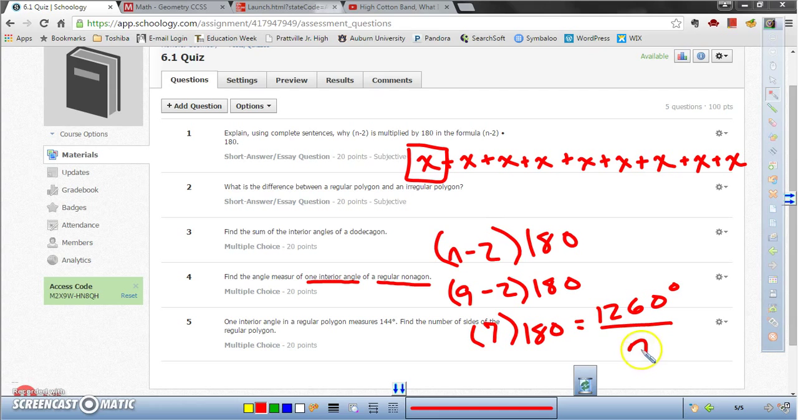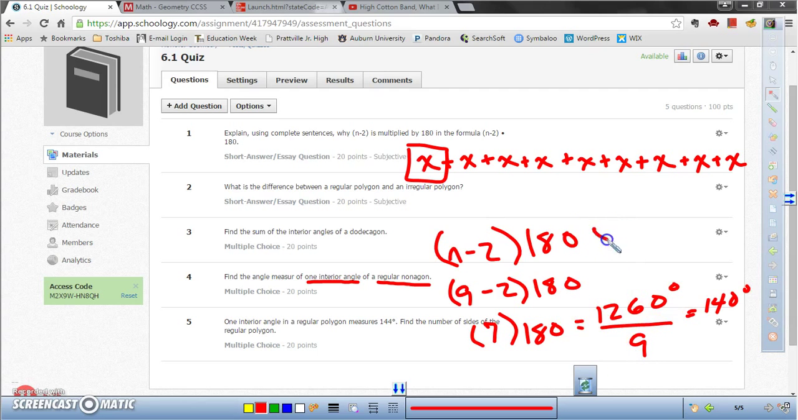Okay, so that's exactly what we're going to do. We're going to take the 1260, divide it by 9. 1260 divided by 9 gives me 140 degrees. So inside my 9-sided figure, I have 9 angles that are 140 degrees each. If I went back up here and plugged in 140 for each one of these x's and added them all up, I would end up with my 1,260 degrees.